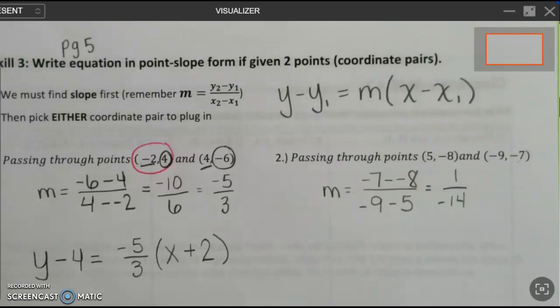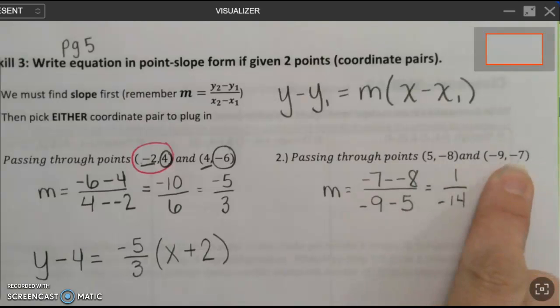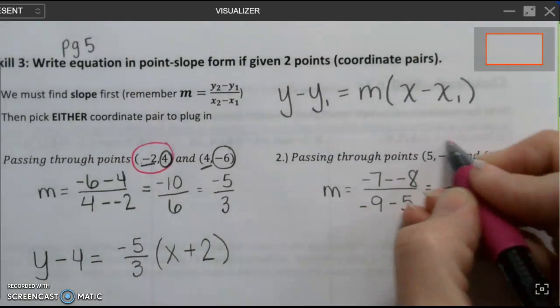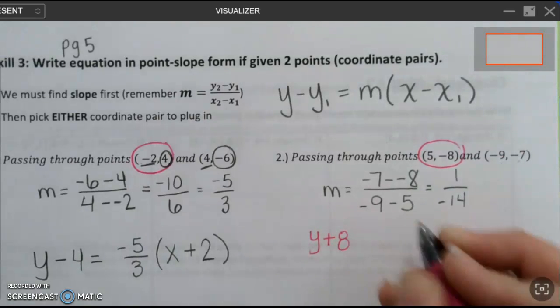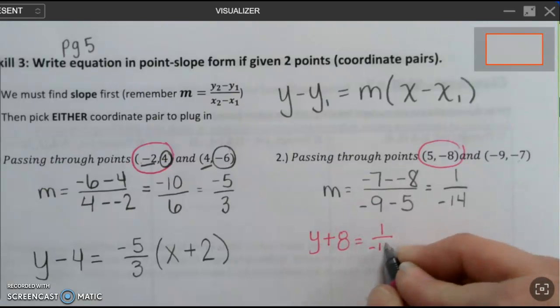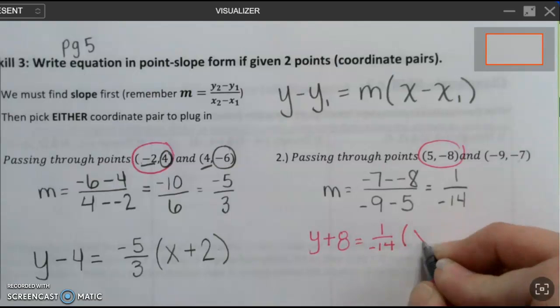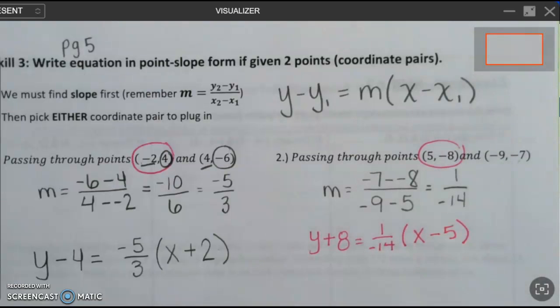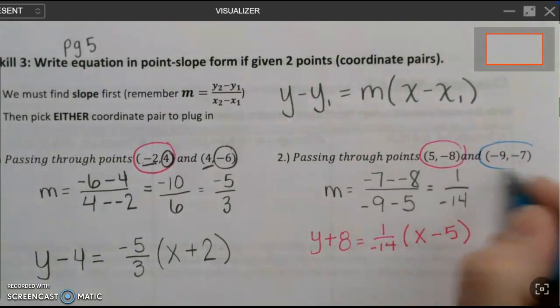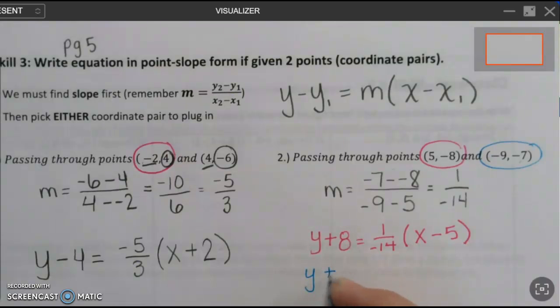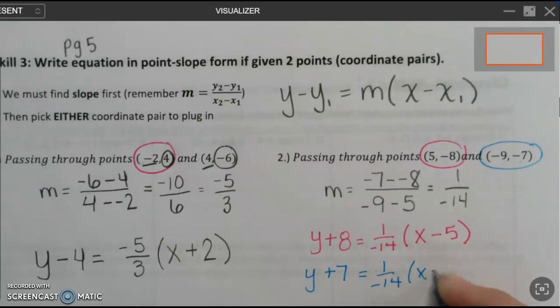And then everybody in the room could have a different answer. It just depends on if you picked the first one or the second one. If you picked the first point, your answer would be y plus 8 equals 1 over -14 times x minus 5. If you chose the second point, your answer would be y plus 7 equals 1 over -14 times x plus 9. Both answers are correct answers.